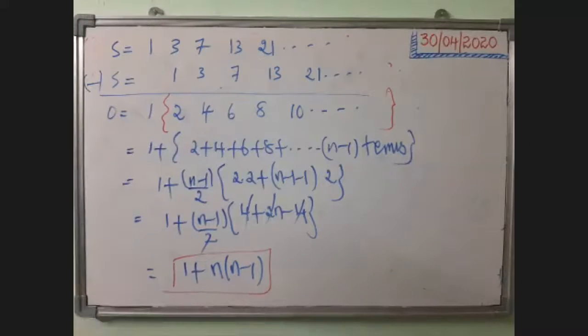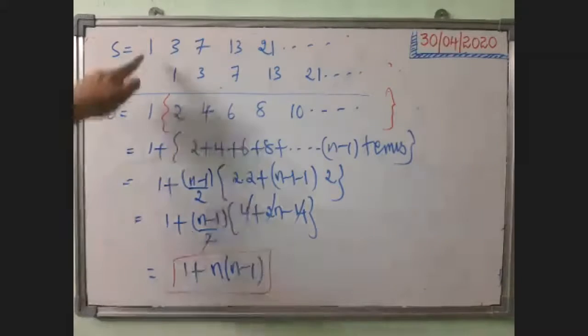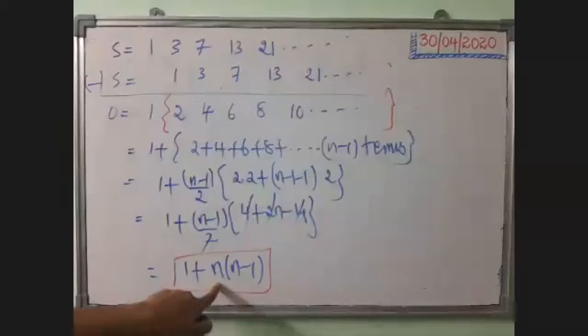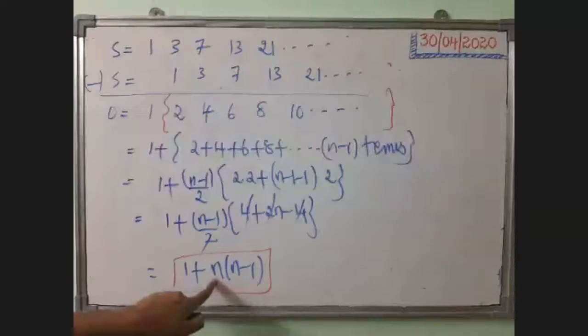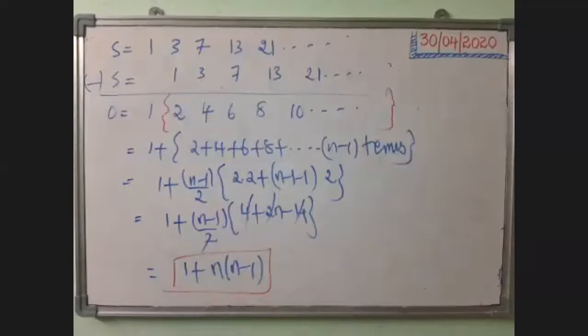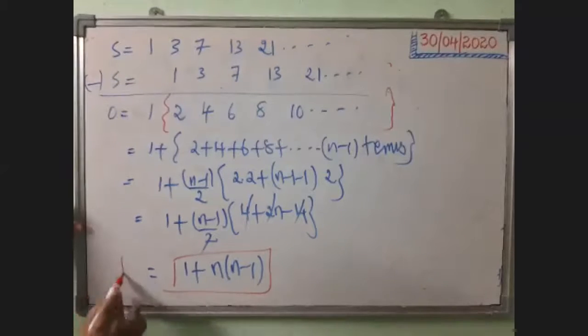See, if I keep n equal to 1, I am getting 1. Keep n equal to 2, I am getting 3. Put n equal to 3, I am getting 1 plus 3 into 2, which is 7. Put n equal to 4, 13. Put n equal to 5, 5 into 4 is 20, plus 1, 21. Hence, you are getting the nth term. So once you get the nth term, you have got Tn.